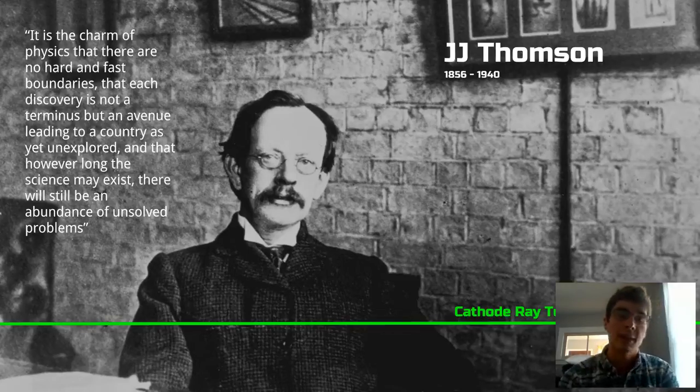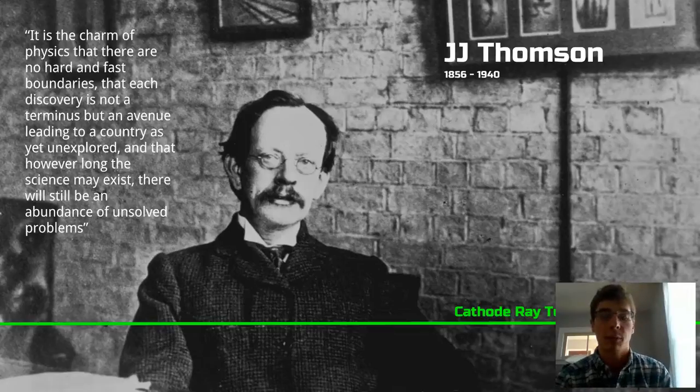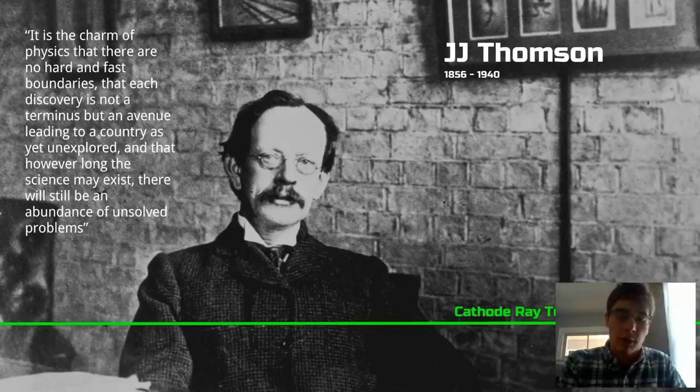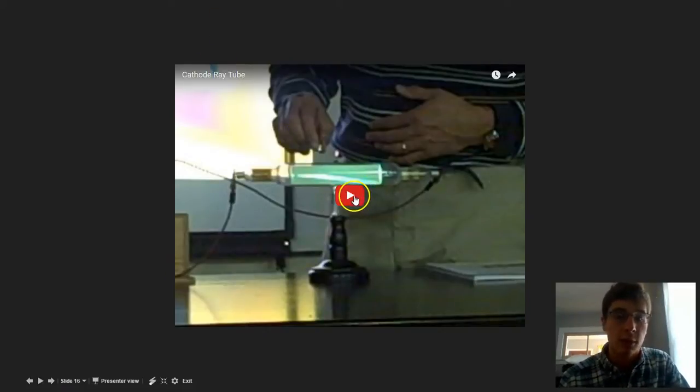So what he's saying there is essentially that with every new finding, we're just opening up a door to new questions. And Thomson was definitely one of these people that opened up a door to a lot of new questions. And we're going to look at the first experiments that he did, these cathode ray tube experiments. Luckily, I was able to find somebody who put this video online. I wish I had one of these that we could look at in class, but we don't. And we're just gonna watch this video here and show how this experiment worked.